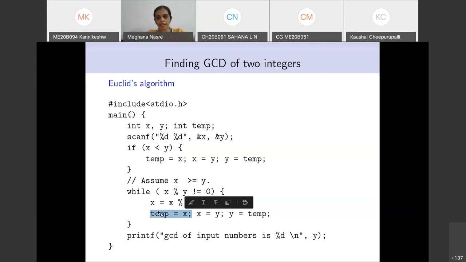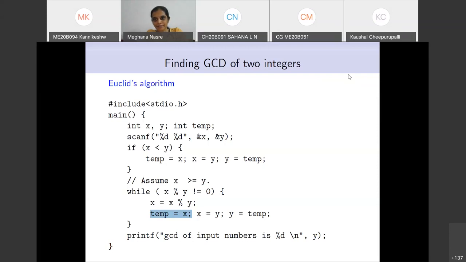But other than that, what one of you has pointed out. So what is your name? Whoever is speaking, it doesn't show up here. ME20B051, sorry.